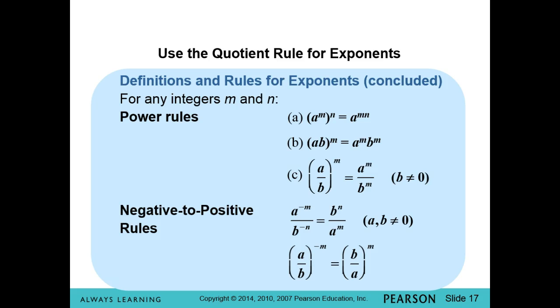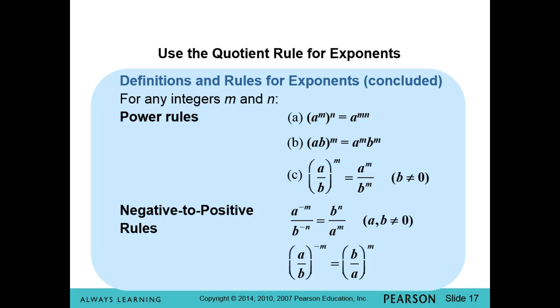Okay? How about AB to the m? That's the same as A to the m times B to the m. How about A divided by B to the m? A to the m divided by B to the m. Of course, B can't be 0. It can't there, it can't here, it can't anywhere.